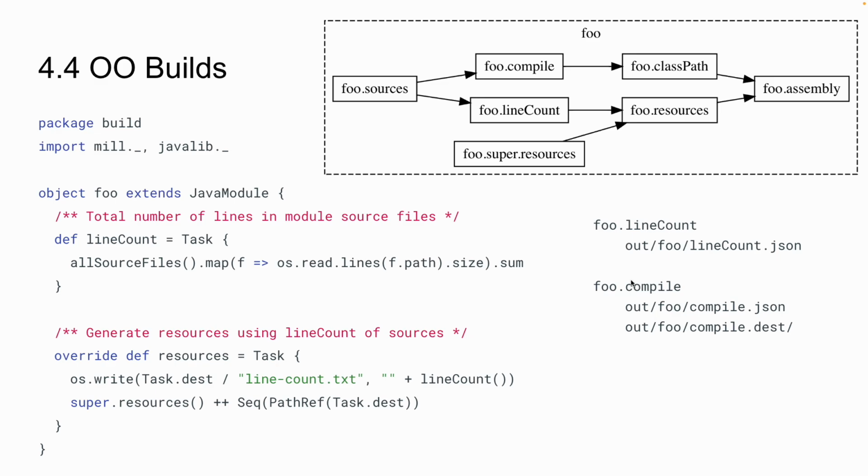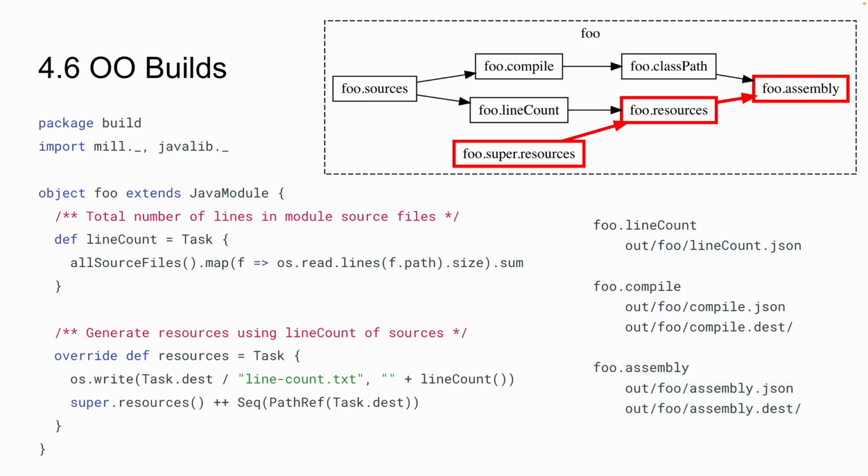Mill can also assign them all unique folders on disk for caches. So foo.linecount gets out/foo/linecount.json. Foo.compile gets out/foo/compile.json, and because it writes to disk, we make it write to out/foo/compile.dest. And for example, assembly goes to assembly.json, assembly.dest. They're guaranteed to never collide with each other, so you don't need to worry about coming up with unique names that are unique across your whole build system and all upstream plugins.